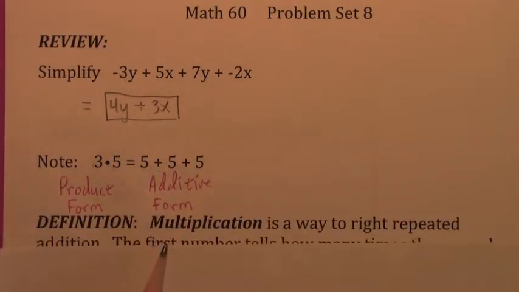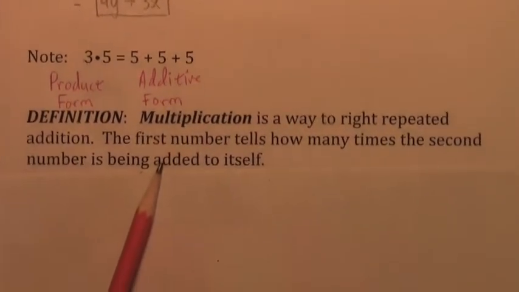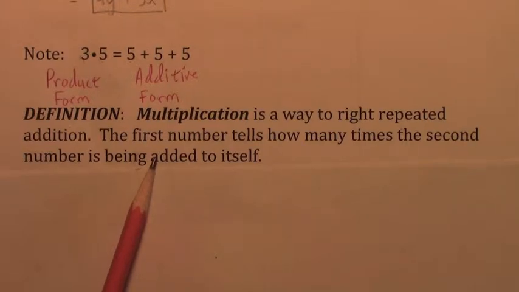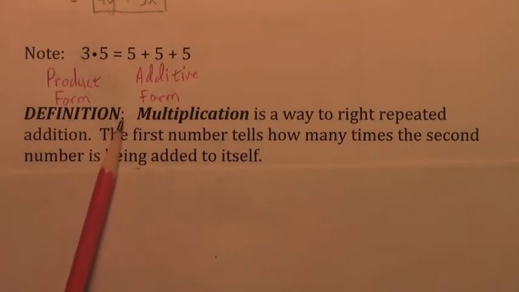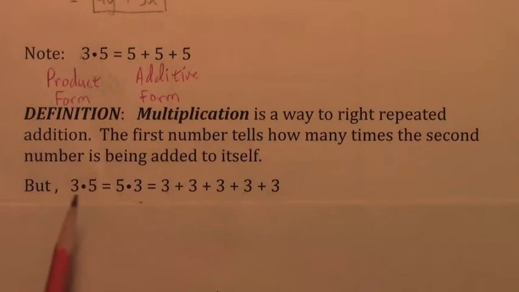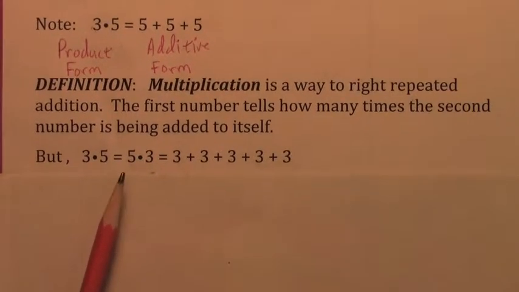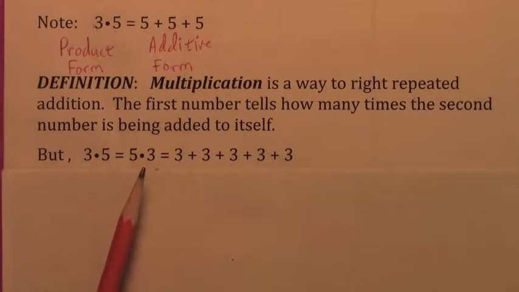Anyway, first of all, here's the definition. When you multiply one integer times another one, it's a way to write repeated addition. The first integer tells you how many times the second one is being added to itself. Turns out, though, 3 times 5, isn't that the same thing as 5 times 3? They're both equal to 15, right?